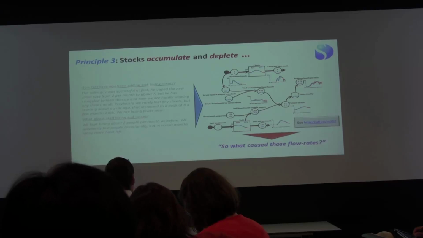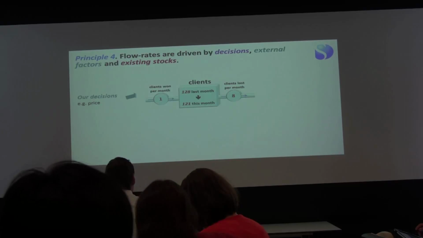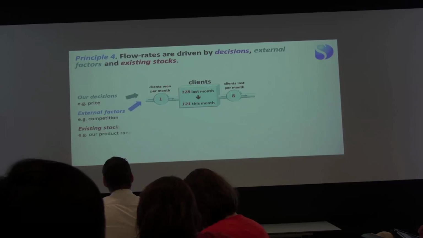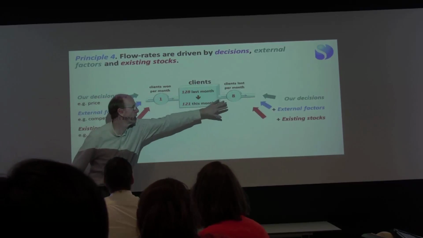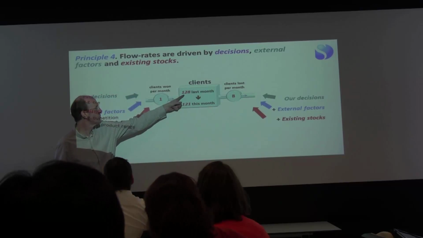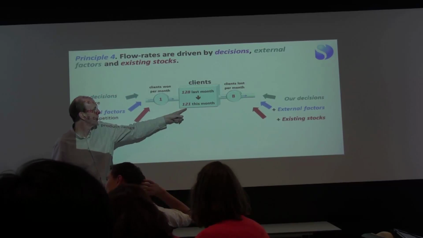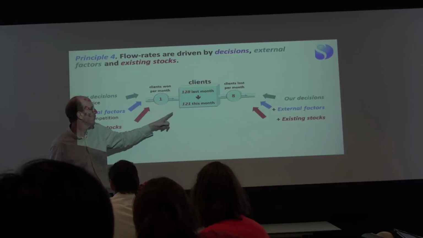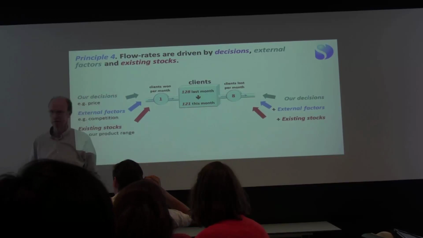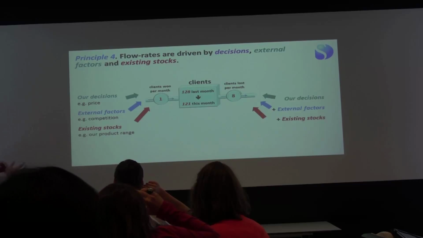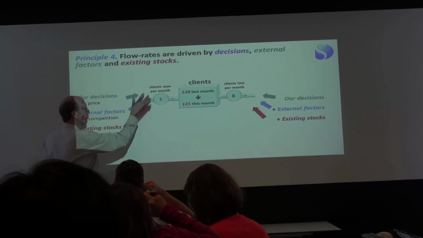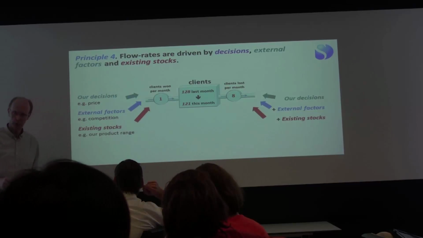So what caused those flow rates? Well, here we go. There's the stock of clients. This is the number of clients won. That's the number of clients lost. It was 128. It changed to 121. That was 1. So that must have been 8. It can't be anything else. Those numbers have got to reconcile. There's no other possibility.